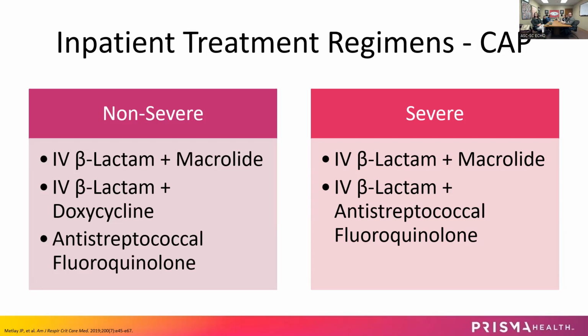Moving on to our regimens for severe community-acquired pneumonia. So those are those patients that meet some of those criteria on the previous slide. You can still use your IV beta-lactam plus macrolide. And the guidelines also make recommendations for IV beta-lactam plus anti-streptococcal fluoroquinolones, although in head-to-head trials, those patients performed worse when compared to patients on IV beta-lactam plus macrolide therapy. They had higher mortality rates and also more complications secondary to therapy. So IV beta-lactam plus macrolide is preferred.